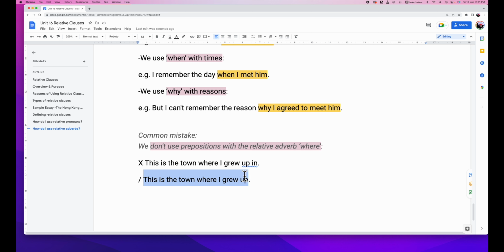There's one more thing we have to be careful about with the relative adverb where. After where, we don't finish the clause with a preposition. Let's take a look. This is the town where I grew up. But we can't say this is the town where I grew up in. So you can see, consider changing it like this. Otherwise, it will be a mistake.